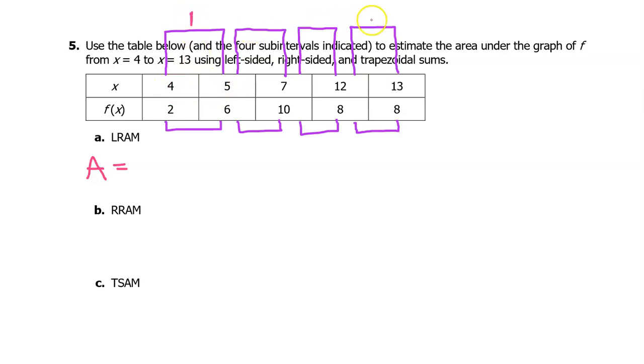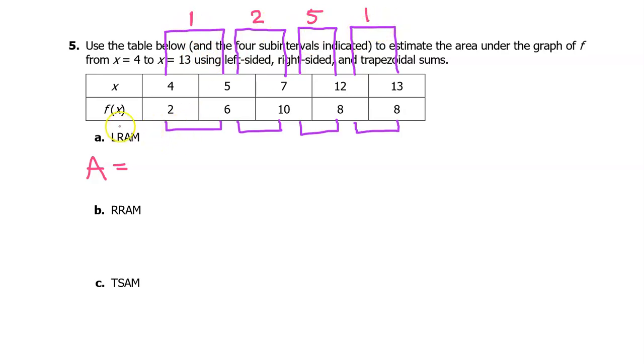So these are the widths that I'm putting up here. From 5 to 7, that is a width of 2. From 7 to 12, that is a width of 5. And from 12 to 13, that is a width of 1. All right, so that's the base of each rectangle.